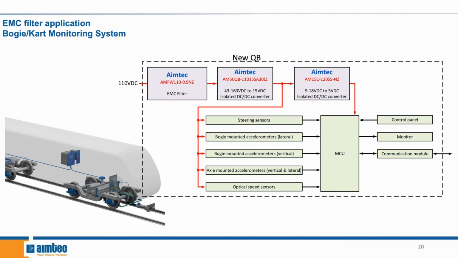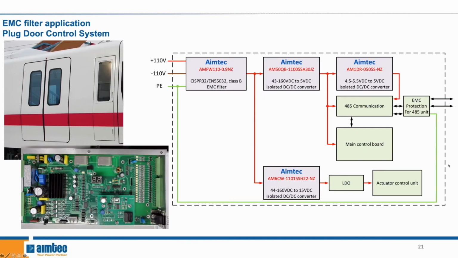Since there are lots of vibrations and high voltage sparks on board trains, there are high EMC requirements, which is why we added an EMC filter in this application diagram. Next, we're going to be looking at a plug door control system. Again, we have our Aimtec DC EMC filter right before our DC-DC quarter brick 50-watt converter.